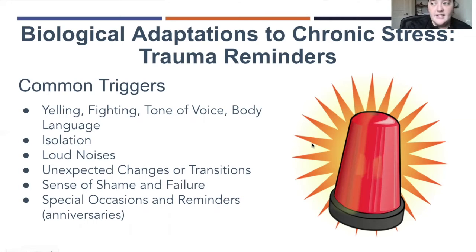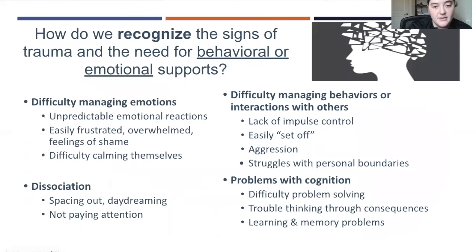And now we're going to talk a little more about a few behaviors that could be a sign that your student needs behavioral or emotional support. And I do want to note that these behaviors listed on this slide are not necessarily indicators that a student has experienced trauma. So again, we don't want to assume our students are dealing with the impacts of trauma, but it is important to approach these behaviors through a trauma lens.